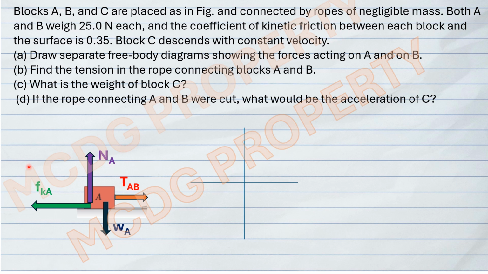So now we know the forces acting on each block. So let us separate them one by one. For block A, these are the forces acting on block A. So we draw a Cartesian coordinate system to draw the free body diagram. So this will be the normal force acting on A, the tension between A and B, weight of A, and the force of kinetic friction on block A. So this one here represents the free body diagram of all the forces acting on block A.